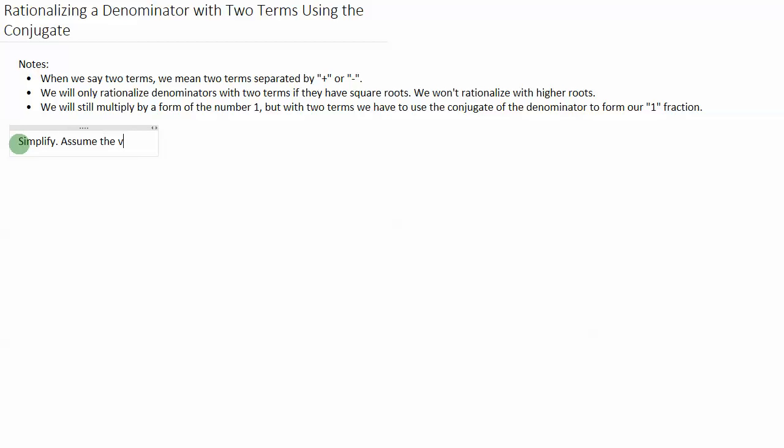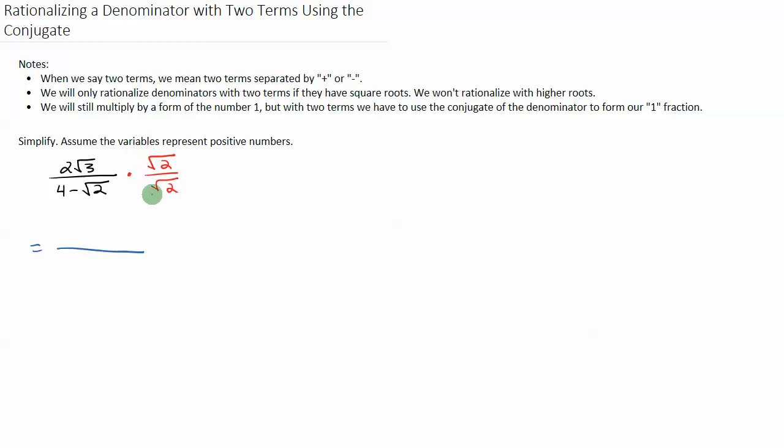Simplify. Assume the variables represent positive numbers. So let's see here. In this case, we're told to simplify, and the way to simplify this is, we notice there's a square root on the bottom. We need to get rid of that square root. However, if we were to multiply this fraction by the square root of 2 over the square root of 2, kind of like we did when there was one term, the issue becomes, if I did this on the bottom, I would have to distribute because of the minus.